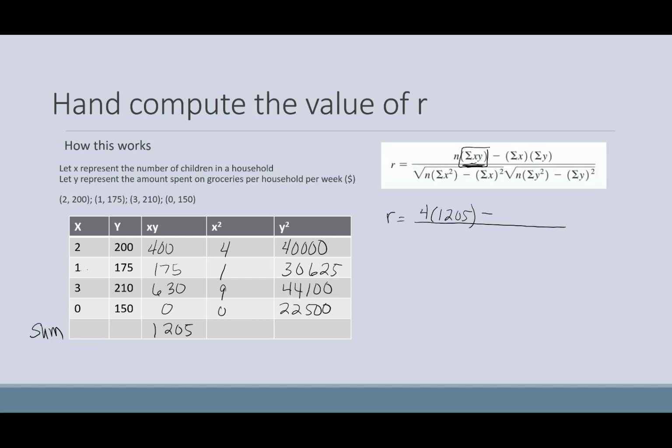Okay, now my next item here, I see another sigma in there, which means I need the sum of my x values. So I need to come over here into my chart and I need to add up all my x values here. So 2, 1, and 3 gives me a total of 6. So that's going to go where the sum of x is. And then the last item I need for the numerator here is the sum of my y values. So I need to add up all my y values there, and that's going to give me 735.